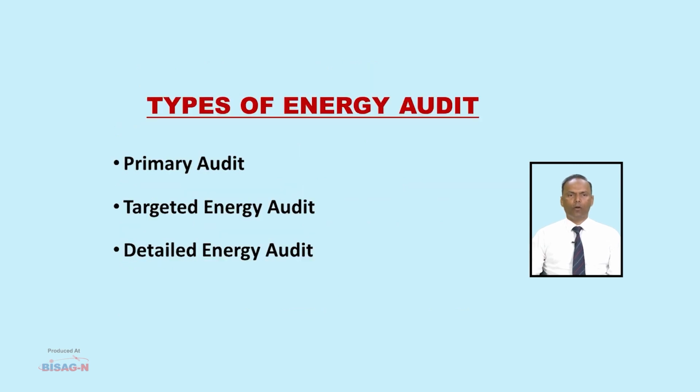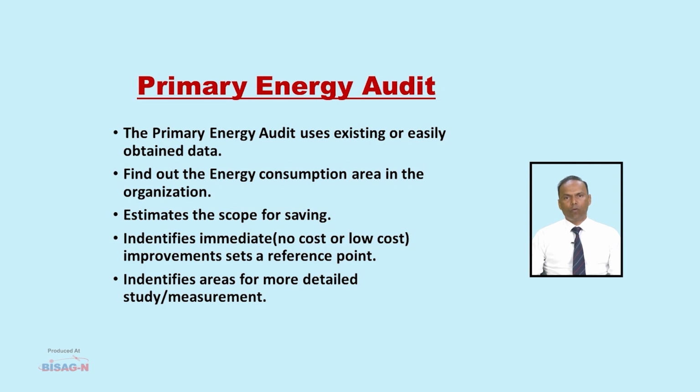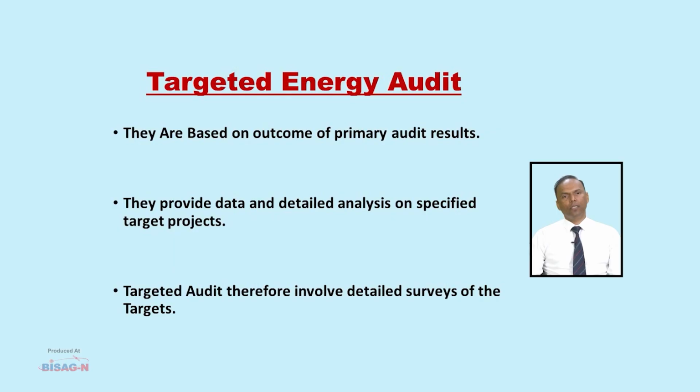So, various types of energy audits. First is the primary audit, then the targeted energy audit, and finally the detailed energy audit. Coming on to the primary energy audit, what we do in the primary energy audit is we find out the existing and easily obtainable data of the station. Secondly, we find out the energy consumption in the various organizations in that garrison. We estimate the scope for saving, then identify the immediate improvements as a reference point. We also identify areas for more detailed study, and the measurement places where we can have the scope to save electricity.